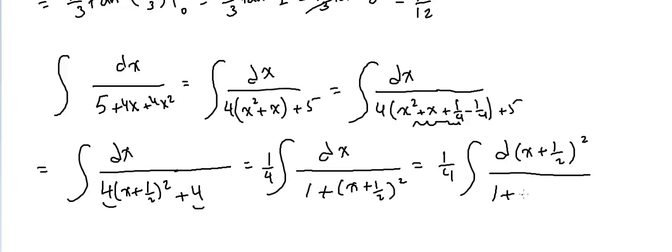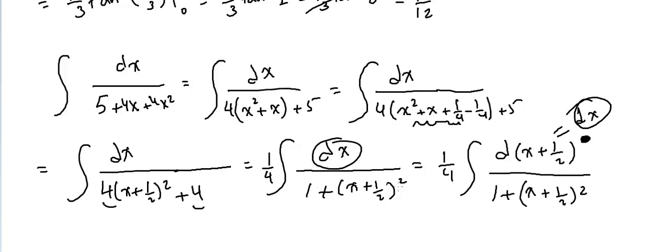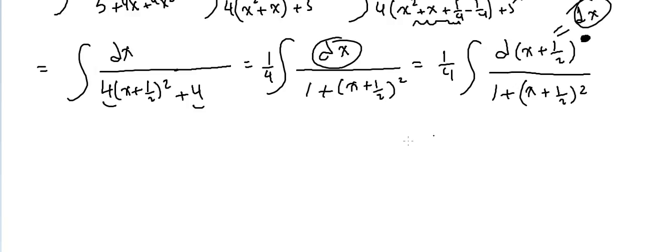Okay? What have I changed? Did I get a change or no? It's not, because the derivative of x plus half, without the square here, sorry, it's du. The derivative of x plus half is 1, 1 dx. So I didn't change anything. What I have left is dx, and that's great. So we continue now. It's 1 over 4, du over 1 plus u squared, which is tangent inverse u plus c, and that's it.